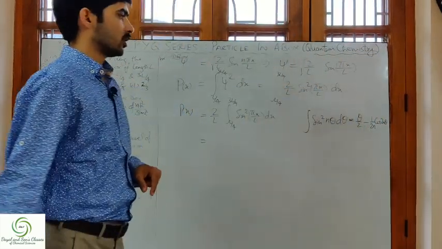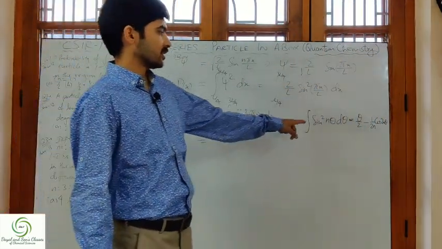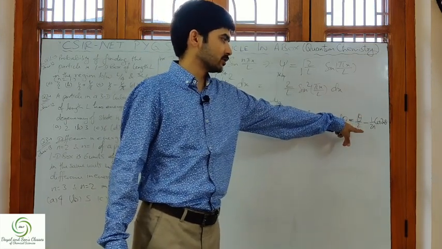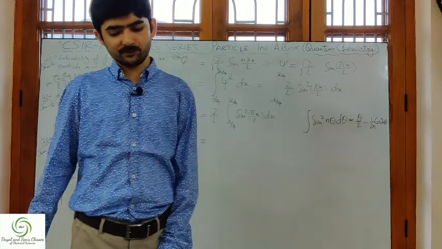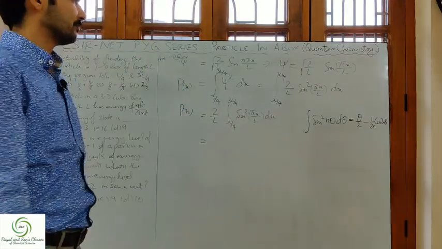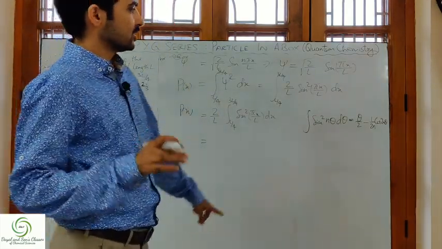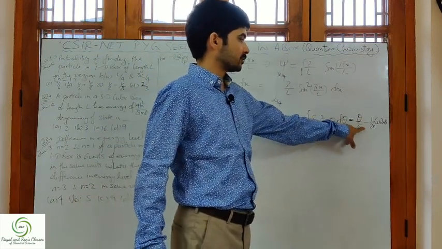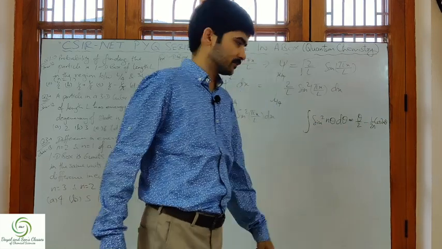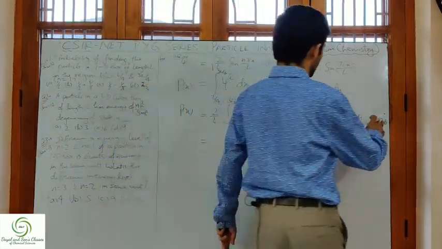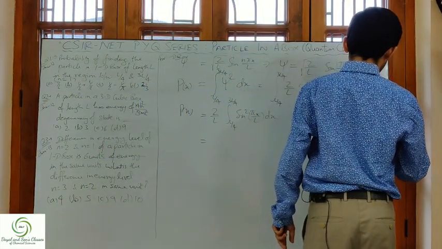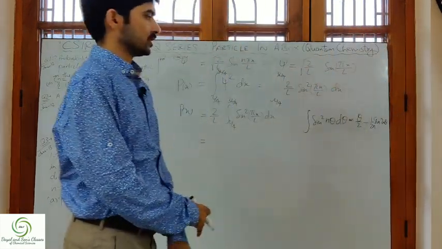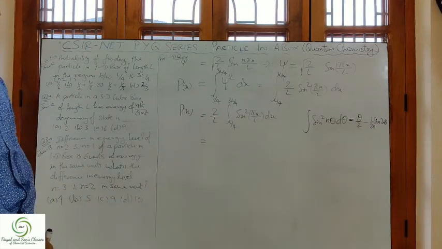The integral of sine square n theta d theta is equal to theta by 2 minus 1 by 2n sine 2n theta. Sorry, not cos, sine 2n theta. I hope this is clear.